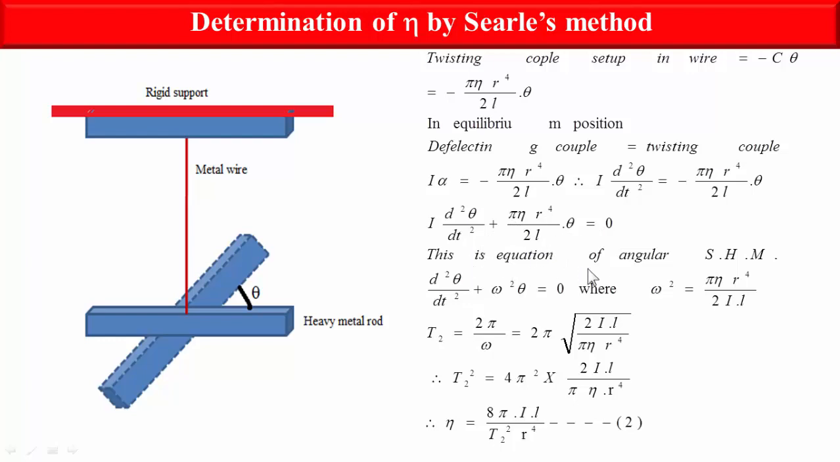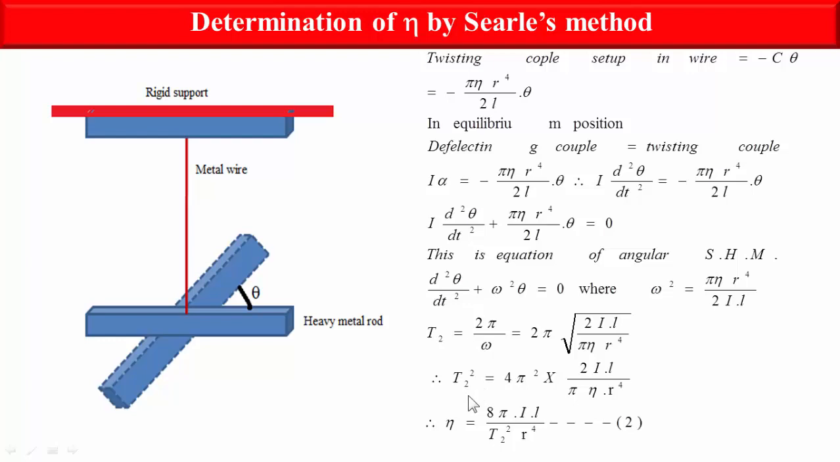Now this equation is again similar to the equation of angular SHM, d2 theta by dt square plus omega square theta is equal to 0. So by comparing these two equations, we write omega square is equal to pi eta r raised to 4 upon 2IL. Therefore, the periodic time of the angular SHM in this case is T2, that is equal to 2 pi by omega, that is equal to 2 pi root 2IL upon pi eta r raised to 4.